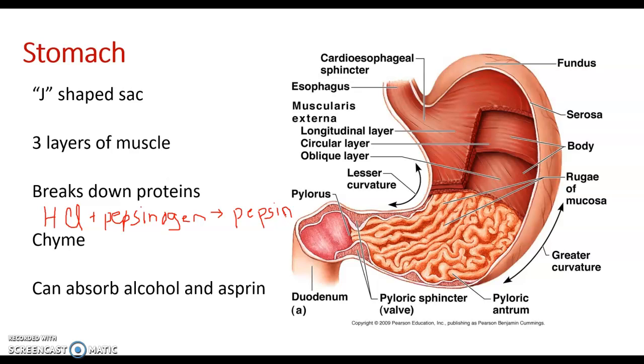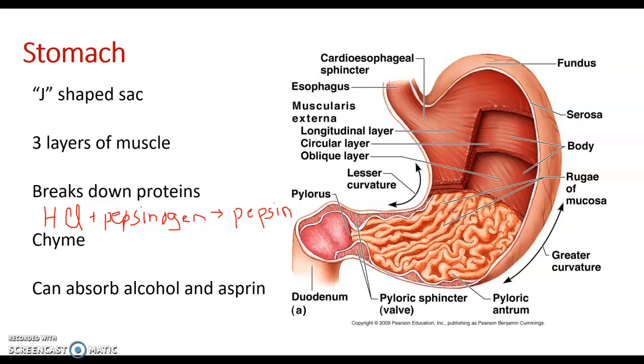Now, those amino acids are not going to be absorbed yet. We're only going to see that chemical breakdown of the protein molecules. The stomach cannot absorb a lot of things. Absorption is not its primary function, but 2 exceptions to that, things that the stomach can absorb, include alcohol and aspirin. And that's why the effects of those 2 substances on our body are so fast acting, because they are absorbed very quickly within the digestive process.